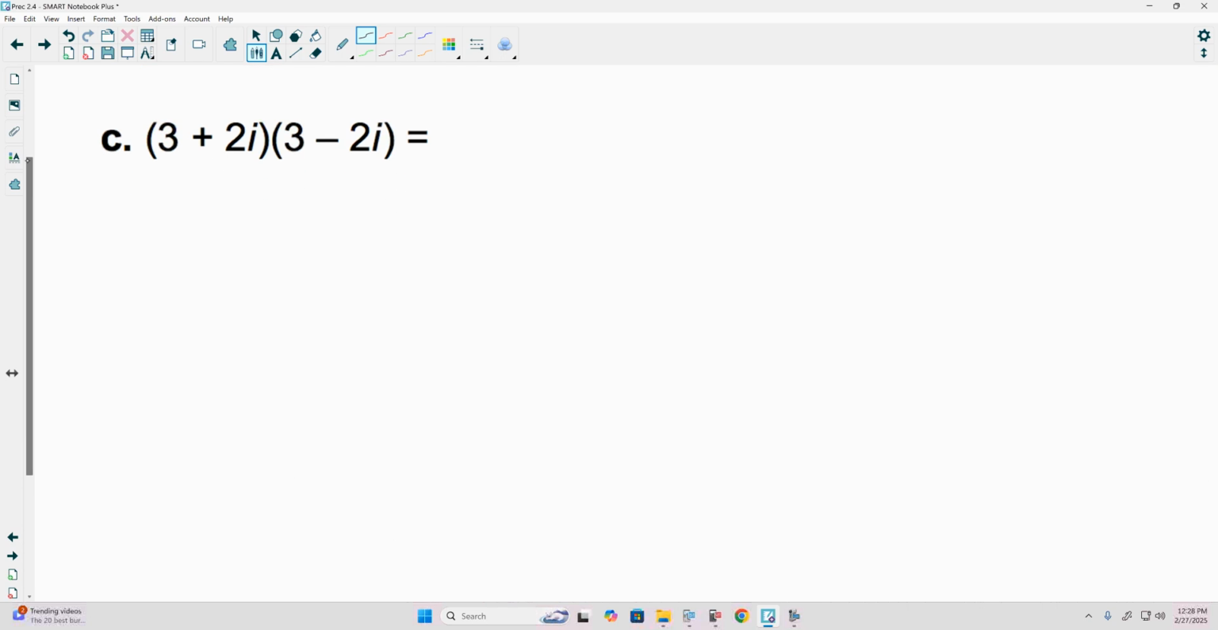So if we look at this one here, 3 plus 2i times 3 minus 2i. Well, our 3 times 3 would give us 9. 3 times negative 2i would be negative 6i. 2i times 3 would be plus 6i. And lastly, 2i times negative 2i is going to be negative 4i squared.